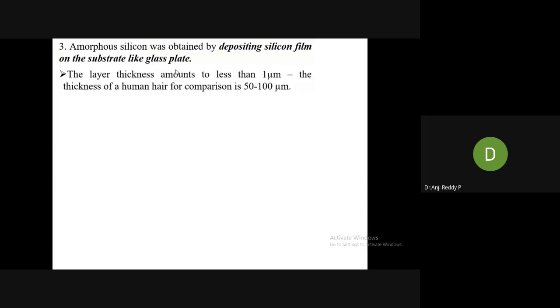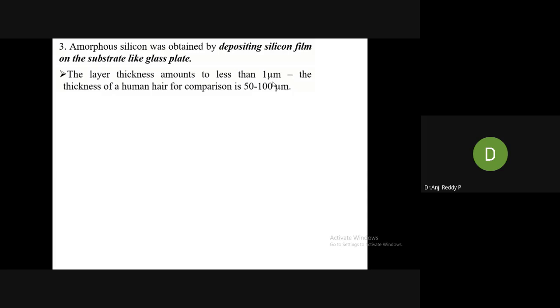On the third one, amorphous silicon is obtained by depositing a silicon film on a substrate like a glass plate. Then we get the amorphous silicon. What is its thickness? Whatever silicon film we deposit on the glass plate, the thickness of the silicon film is around 1 micrometer or less. The layer thickness amounts to less than 1 micrometer.